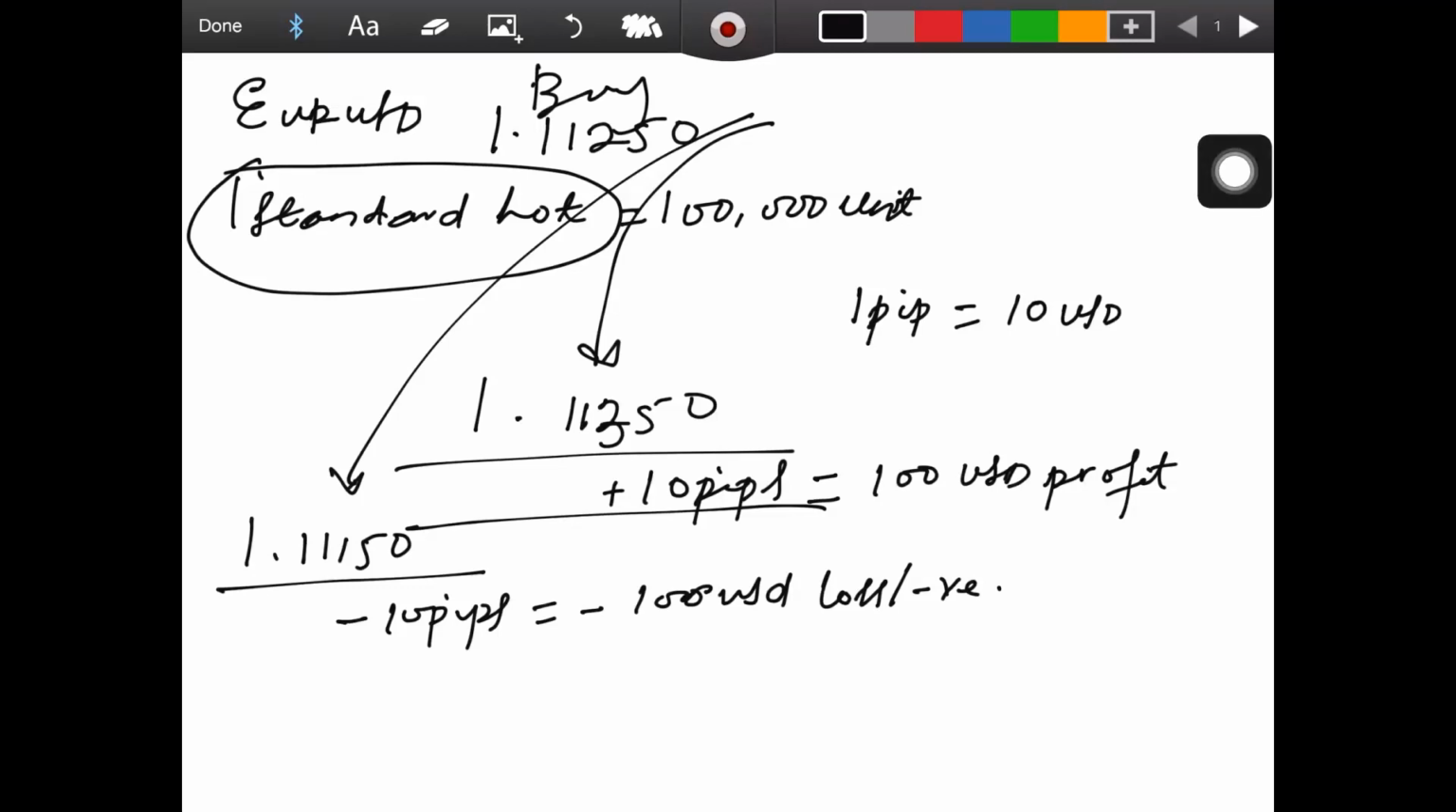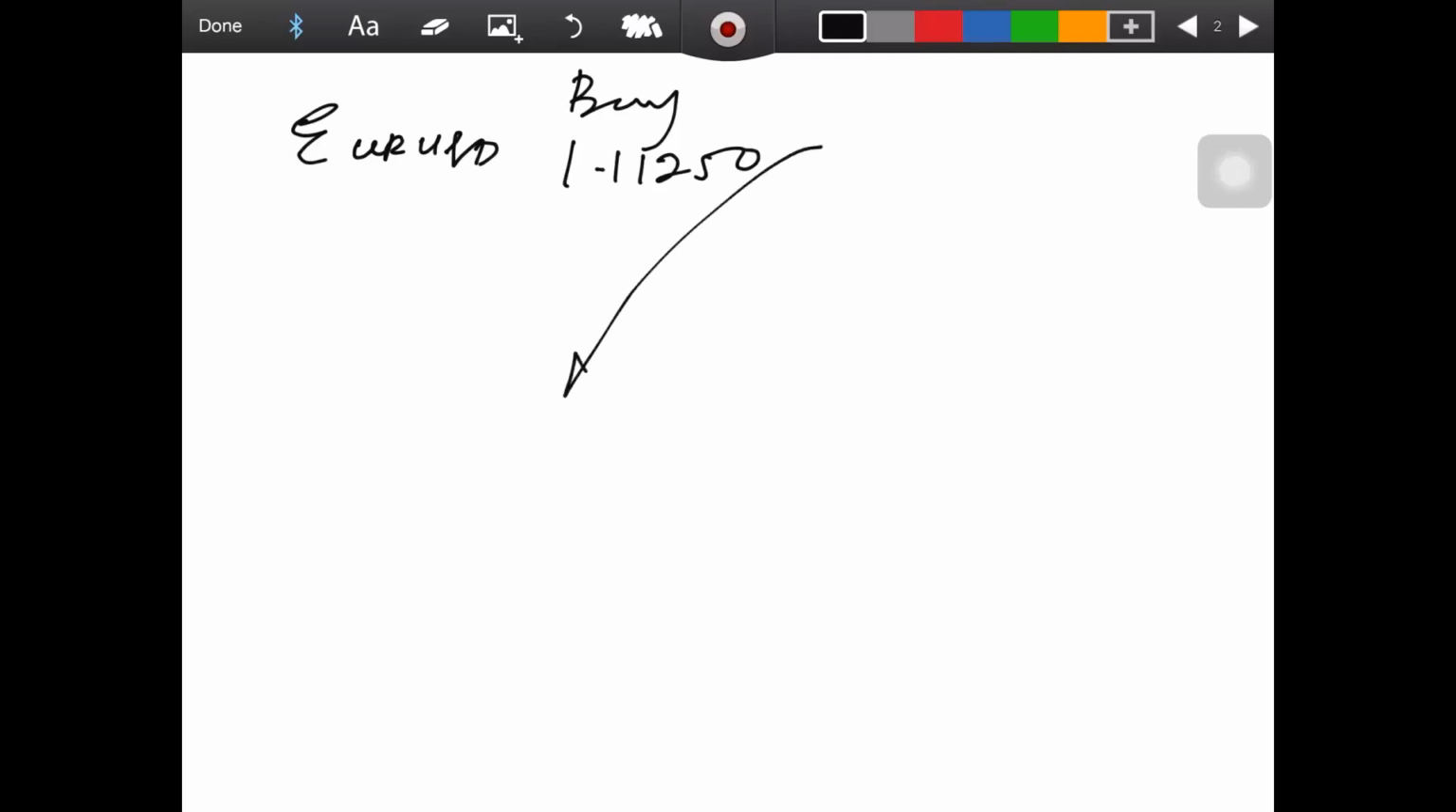Okay, so let's do another example so that you see the difference. So we did euro dollar, euro USD. You are buying from 1.11250. Same example, the price goes to 1.11350. This time you didn't buy one standard lot, so let's do this first. How many pips? First thing, calculate your pips. This is 10 pips. No need to go into pip calculation.